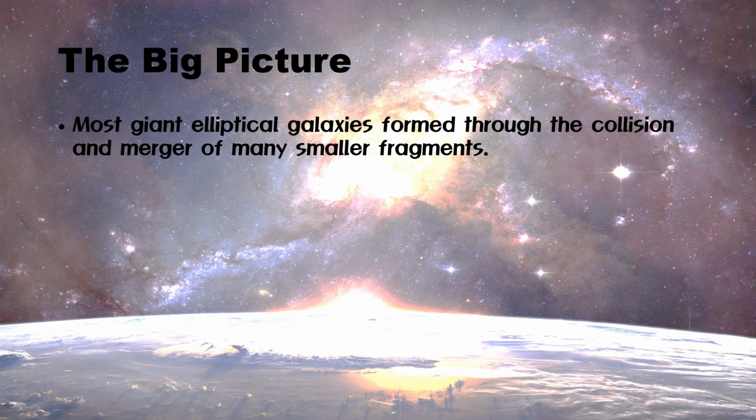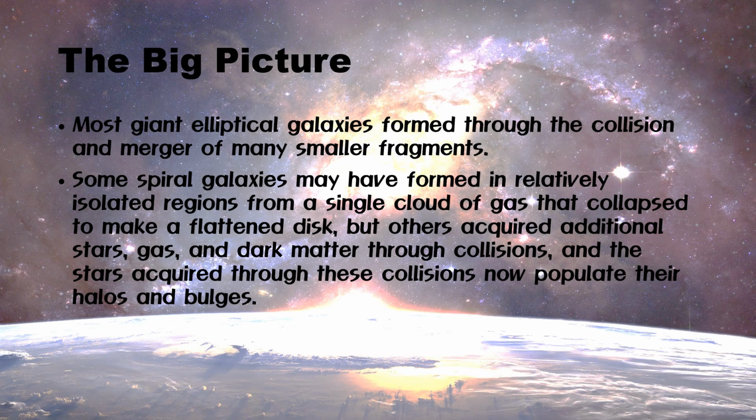Now, keep in mind that most giant elliptical galaxies form through the collision and merger of many smaller fragments. Some spiral galaxies may have formed in relatively isolated regions from a single cloud of gas that collapsed to make a flattened disk, but others acquired additional stars, gas, and dark matter through collisions, and the stars acquired through these collisions now populate their halos and bulges.